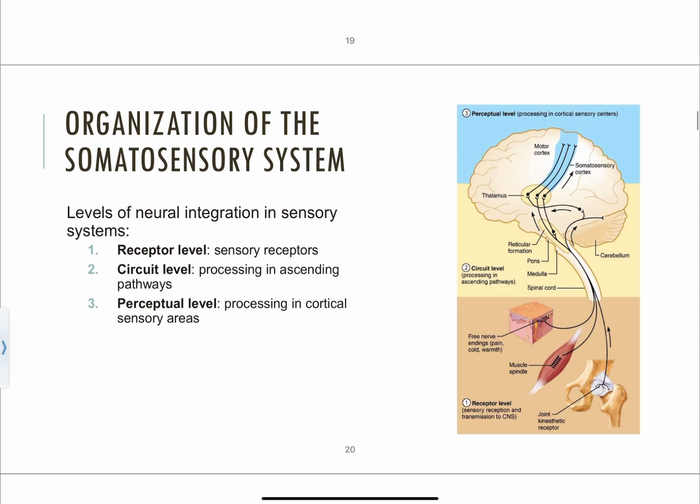So when we talk about processing the information from the original stimulus to the point where it reaches our central nervous system, there's 3 different levels. The first level is the receptor level, so that's actually occurring at the sensory receptors themselves. The next one is going to be your circuit level, where there's processing in the ascending pathways. And then finally, it's going to reach the perceptual level, which is in our cortical sensory area, where we're able to actually process the information that was perceived at our sensory receptors to begin with.